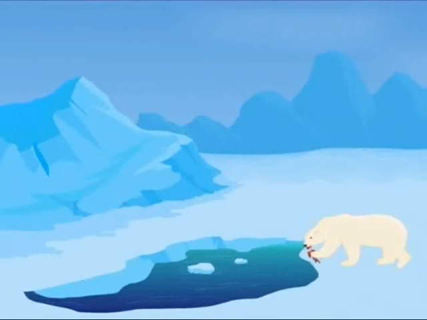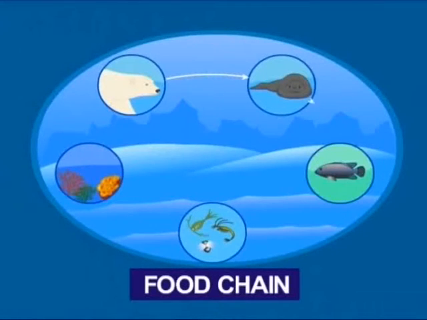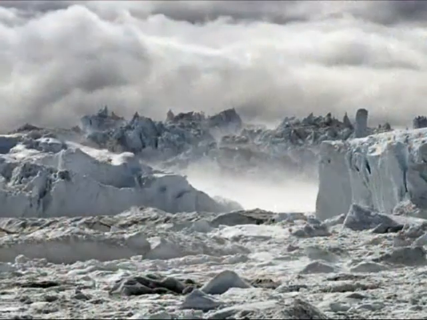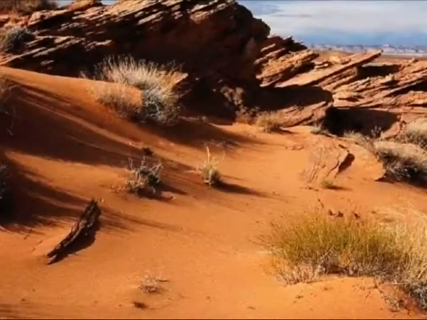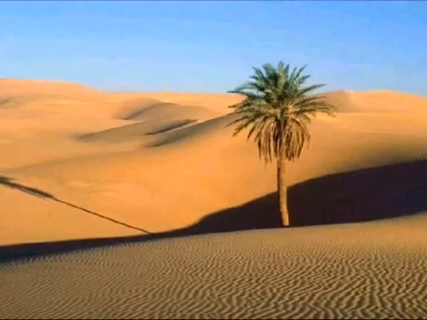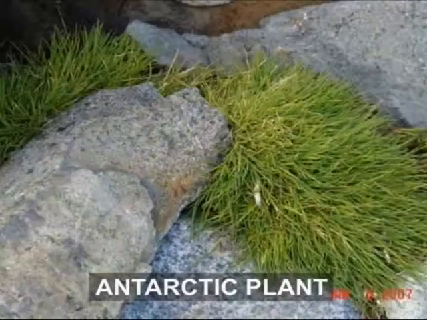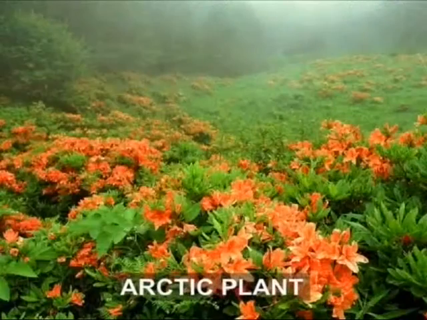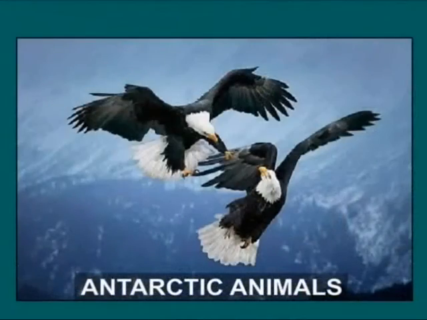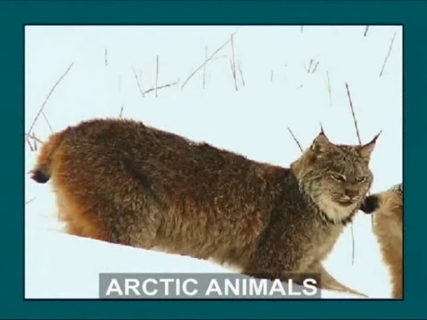Just like in any other biome, all the living organisms in the polar biome too depend on each other for survival, thus forming a food chain. The flora and fauna of any biome, along with their physical environment, form an ecosystem of that particular biome. Thus, the plants and animals, along with other living organisms living in the snow and ice-covered region of the poles, form the ecosystem of the Arctic and Antarctic.